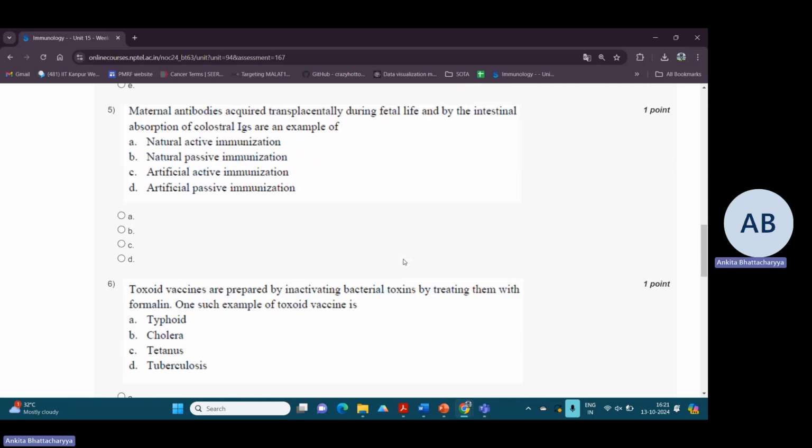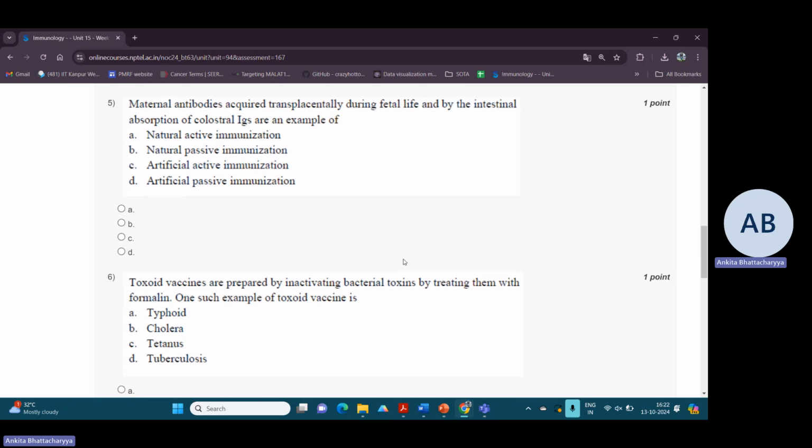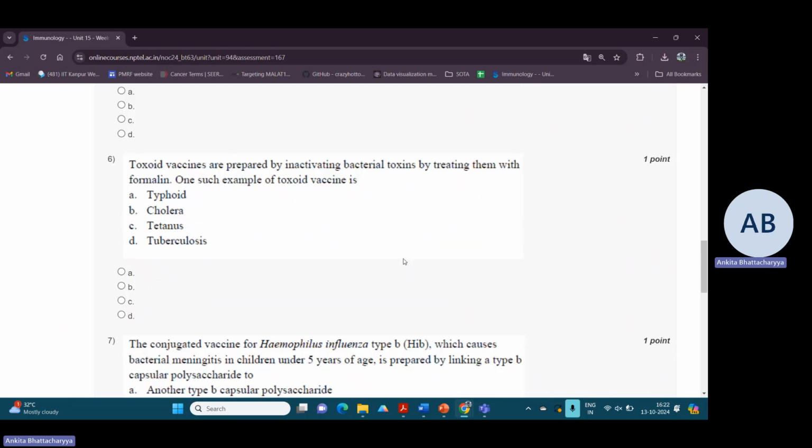Maternal antibodies acquired transplacentally during fetal life, and by the intestinal absorption of colostral Igs. Transplacentally means across the placenta during fetal development. Colostral Igs means immunoglobulins which have been absorbed from the colostrum of the mother by the infant. They are an example of natural active immunization, natural passive immunization, artificial active immunization, or artificial passive immunization. You can refer to the table that I had shown today, or just conceptually it should be quite easy for you to tackle, that from the mother's body, antibodies are being absorbed by the fetus, either via the placenta or via consuming the milk from a lactating mother. So yeah, that should answer your question.